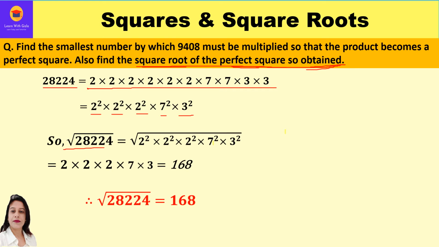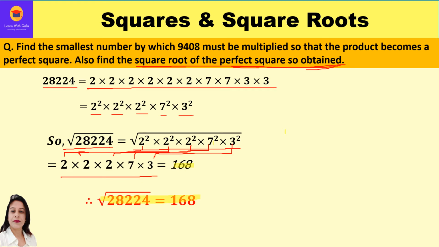So we can say root of 28,224 is root of 2 square into 2 square into 2 square into 7 square into 3 square. Now we are going to take out one factor from each pair. So first we have taken out 2, then again 2, then again 2, then we have taken out 7, and then we have taken out 3. Now we are going to find the product of these factors, which comes to 168. So we can say root of 28,224 is 168.